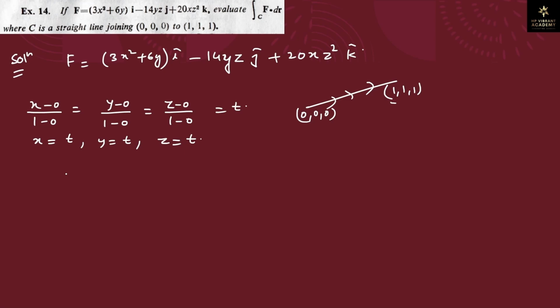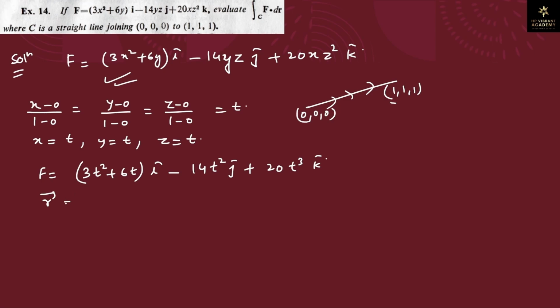Okay. So our expression for f will be, so f is equal to, let us place the value of x, y and z in this particular expression. So this is 3t square plus 6t I cap minus 14 yz is t square j cap plus 20 xz square. So x is t and z square is t square. So this is t cube k cap. This is the value of f. Okay, and we have the r vector, position vector, as x I cap plus y j cap plus z k cap. So this we can write as t I cap plus t j cap plus t k cap.